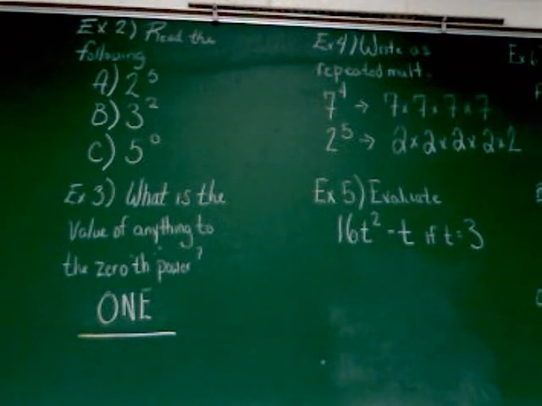All right, let's move on to example 5. Example 5 asks us to evaluate 16t squared minus t if t equals 3. So all we have to do in this problem is plug 3 in for t.